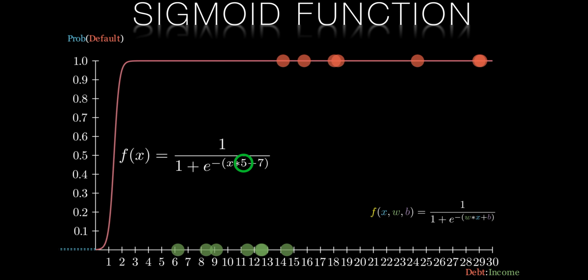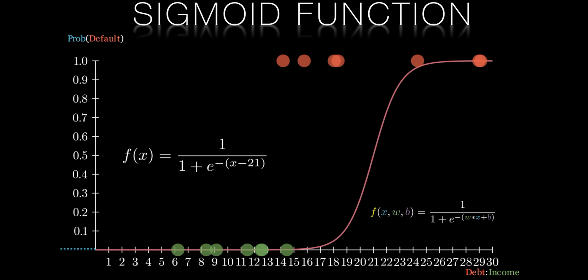Here we have a weight of 5 and a bias of -7. This is perhaps too conservative. While it correctly classifies all of the actual defaulters, there are too many false positives and all of the actual repayers would be misclassified. So a further shift of parameters to a weight of 1 and a bias of -21 has frankly the opposite problem.